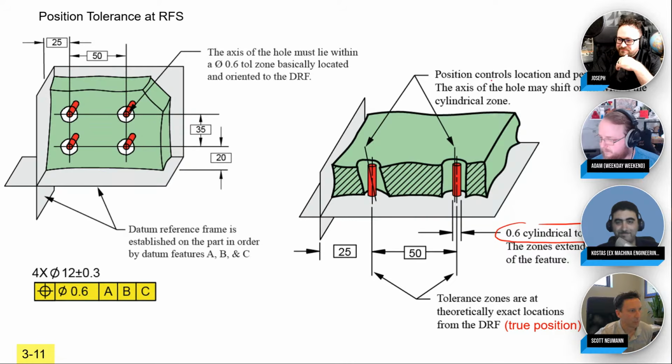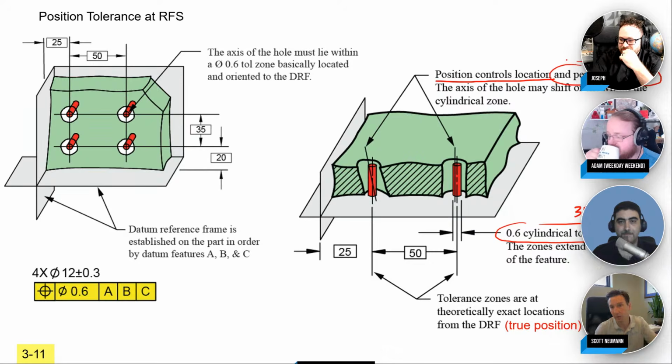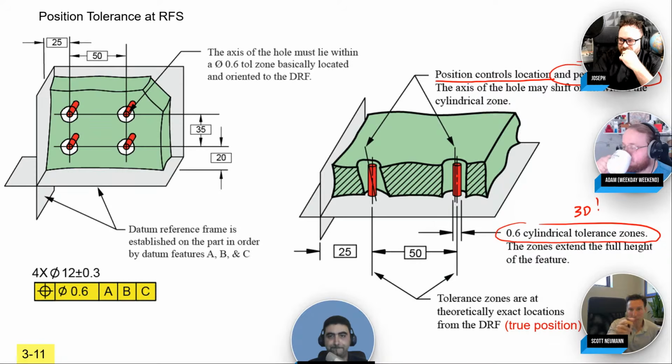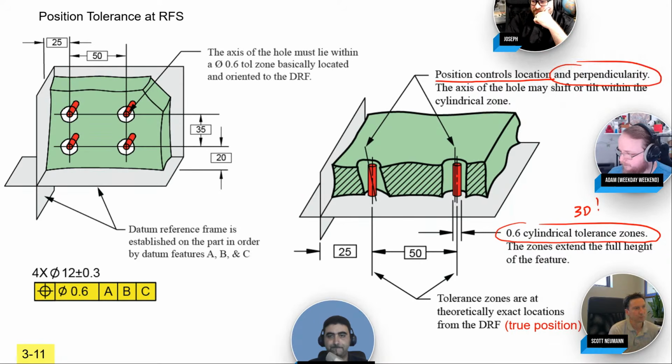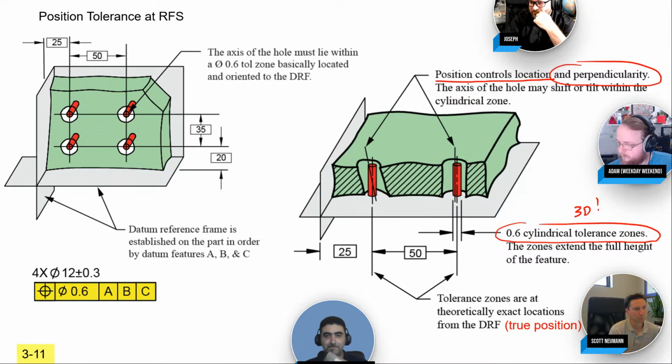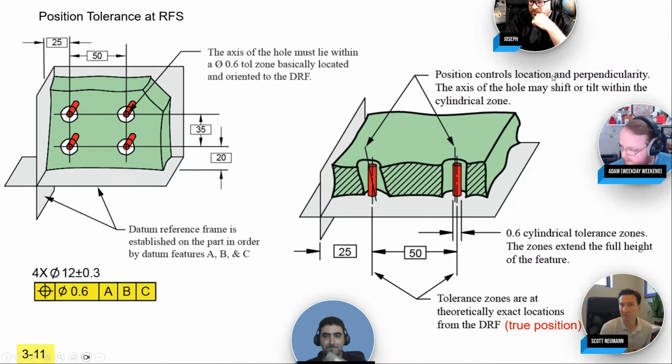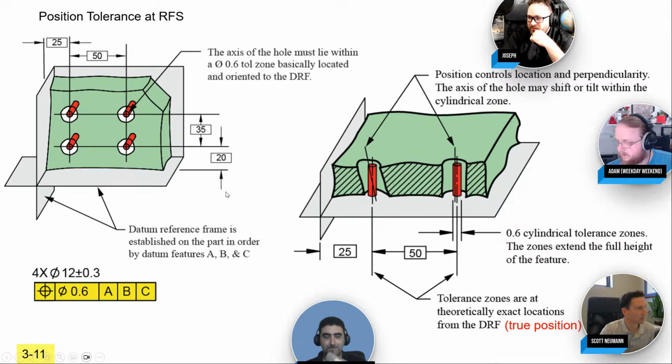So the big thing I remind you here is position controls location. That's its primary use, to locate that hole within its plus or minus 0.3. But because of the 3D nature that you get here, you're also going to get a free orientation with it. So you also control perpendicularity and parallelism to the datum reference frame as well. Very powerful tool. That's the basics of position tolerance. That's what I wanted to start with there.